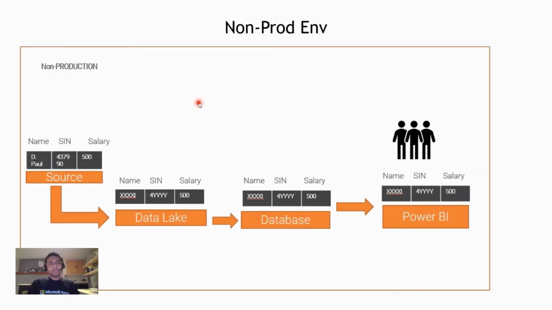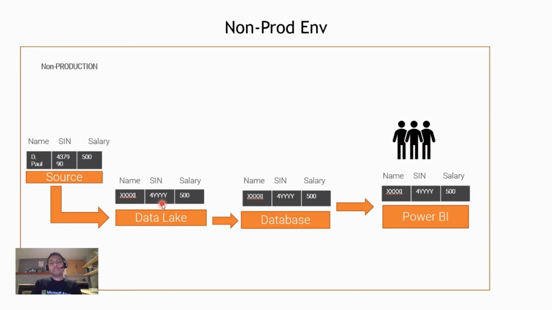As an example, if you look at this data in the non-production environment, this data set contains name, SIN number, and salary, which may come from your HR system. So when this kind of sensitive data moves from the source system and lands in the data lake, we use the static data masking here. That actually masks the data. For example, here the name and social insurance number have been masked, and this masked data is not possible to unmask.